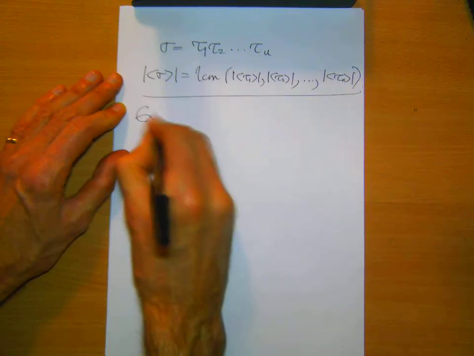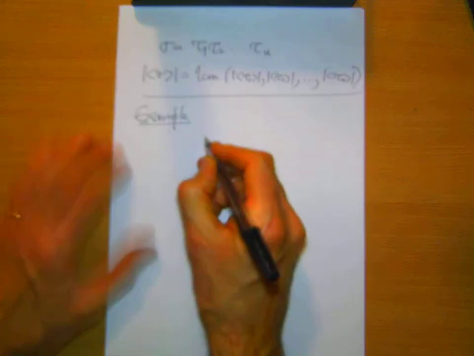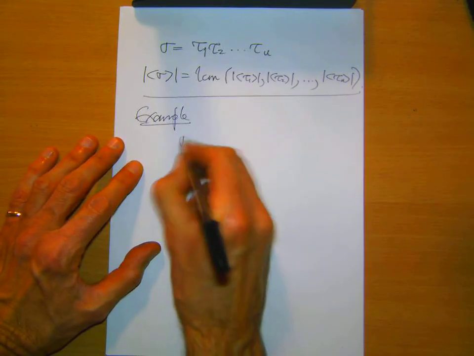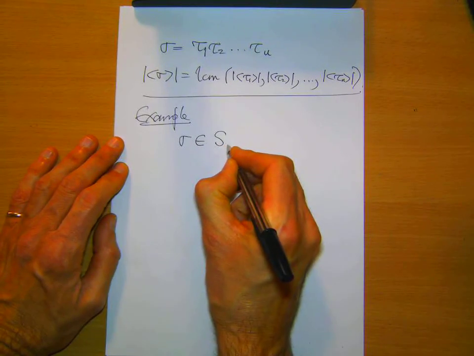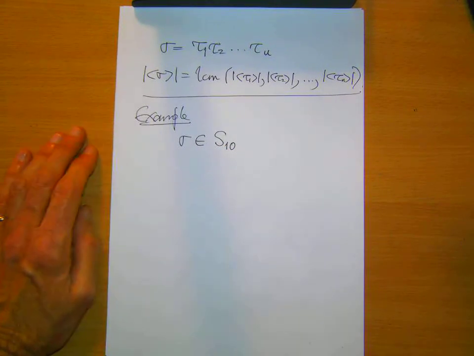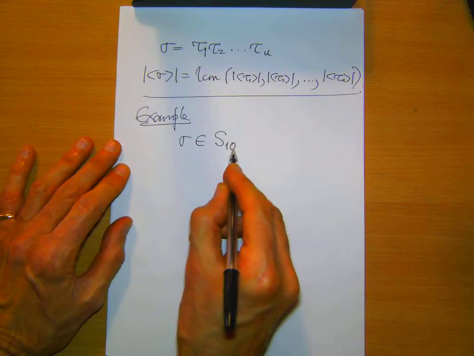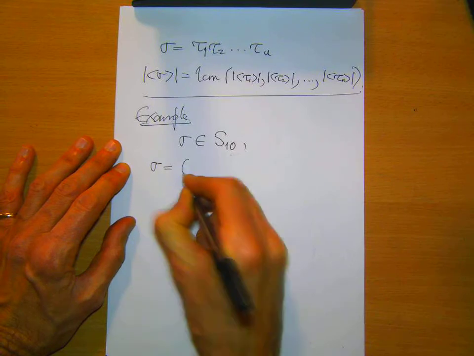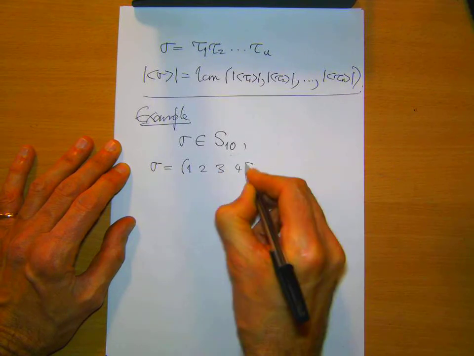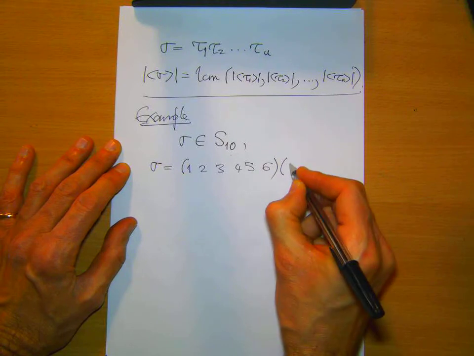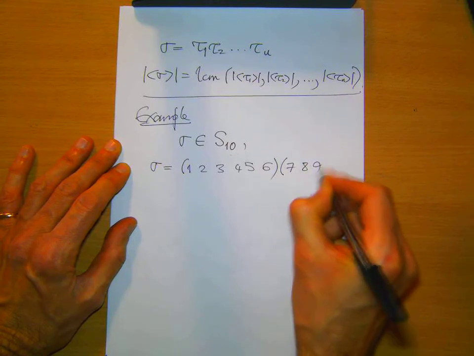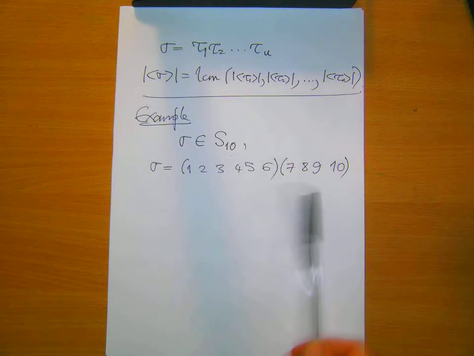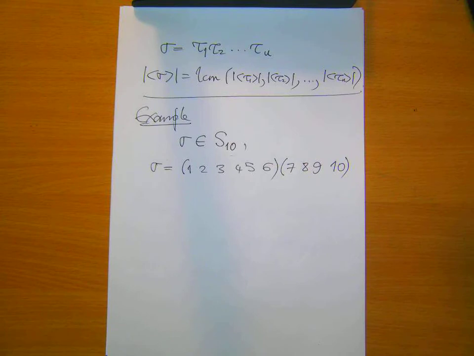So let's do an example. Let's use the numbers I mentioned a few minutes ago. Suppose I take sigma in the symmetric group on 10 objects. Say sigma is the permutation which is a product of 2 cycles, a 6 cycle and a 4 cycle. Okay? So this has 2 orbits.